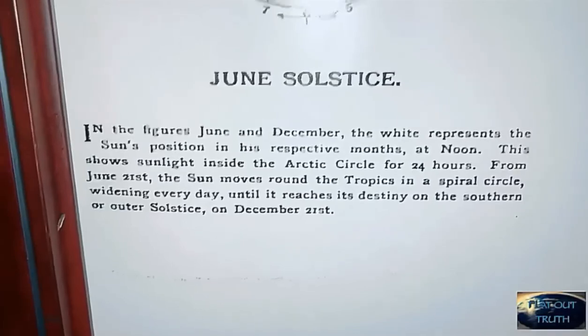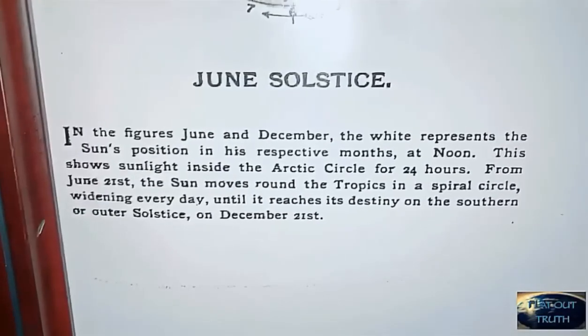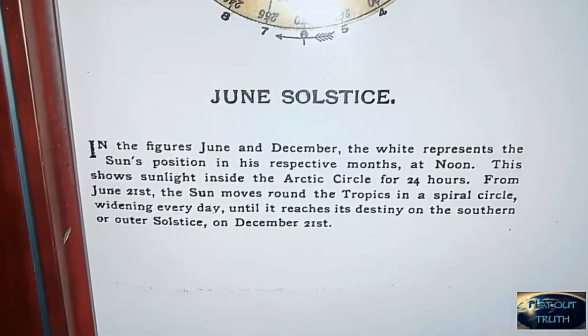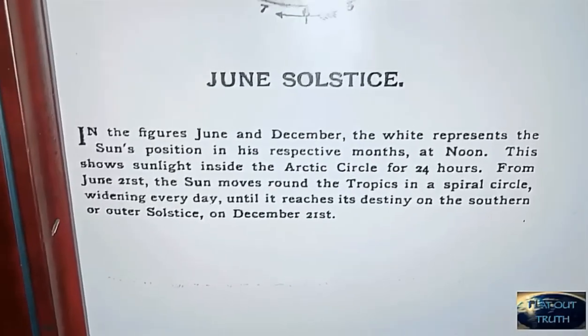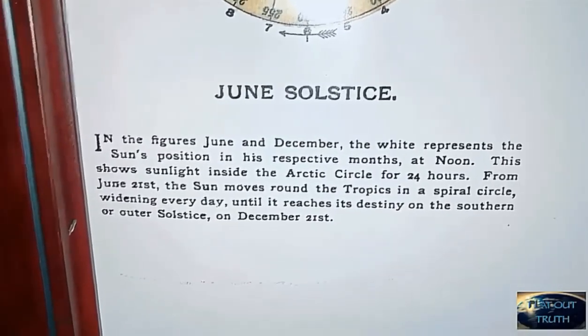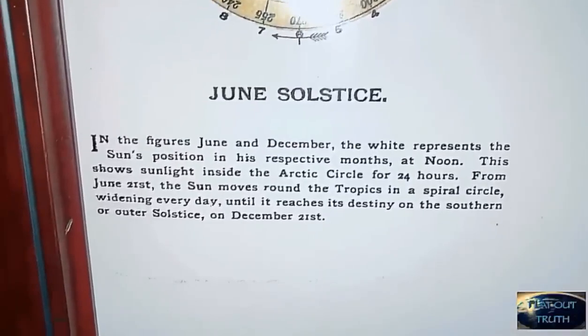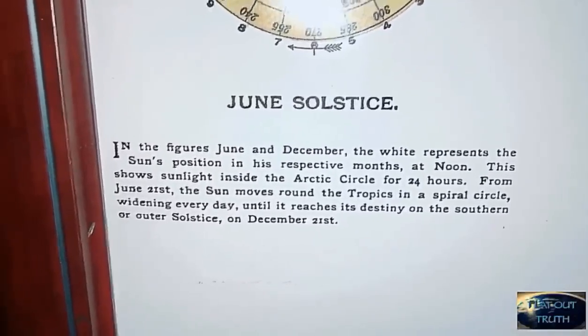In the figures, June and December, the white represents the sun's position in the respective months at noon. This shows sunlight inside the Arctic Circle for 24 hours. From June 21st, the sun moves around the tropic in a spiral circle, widening every day until it reaches its destiny at the southern or outer solstice on December 21st.